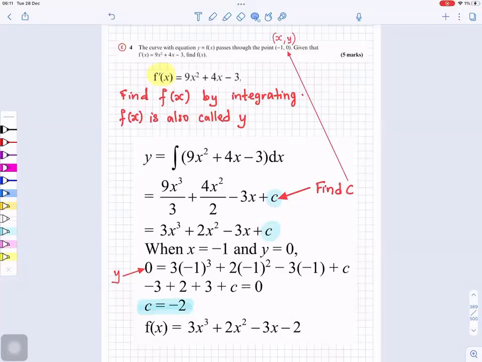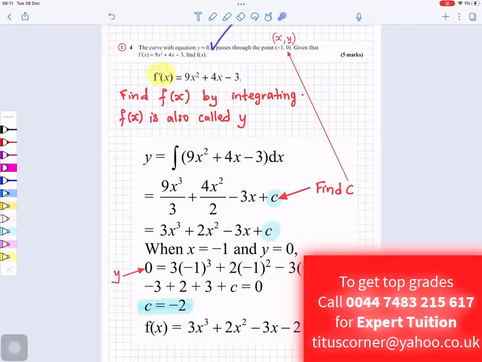The curve with equation y equals f of x passes through the point (-1, 0), given that f dash of x is equal to 9x squared plus 4x minus 3. Find f of x. So they've given us f dash of x. That means dy over dx.